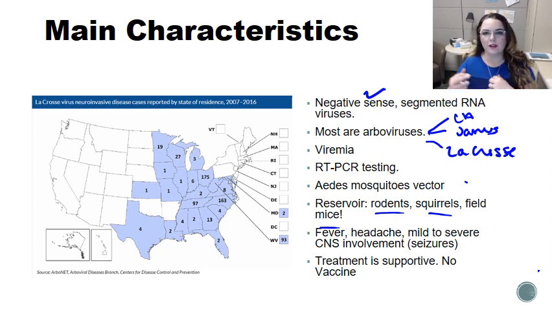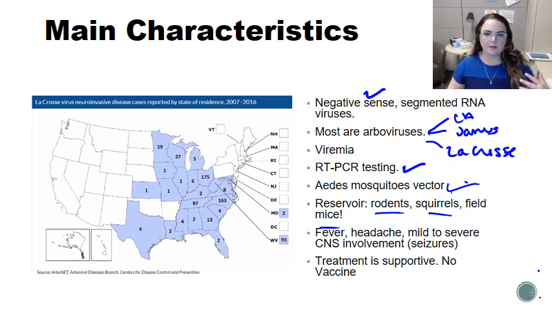Your Flavi and Togaviruses were things like chikungunya and dengue. Those are things that it acts like. When you want to detect it, you're going to look in the blood, and you're going to do RT-PCR testing. That's going to tell you the viral RNA in the blood or other specimens. A lot of times we'll see CSF used or urine used. The vector is the mosquito.